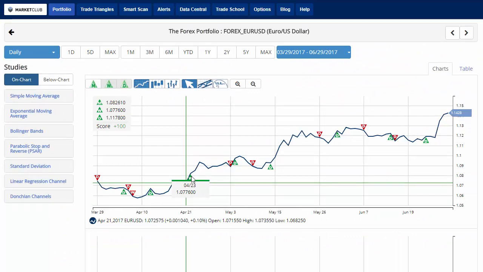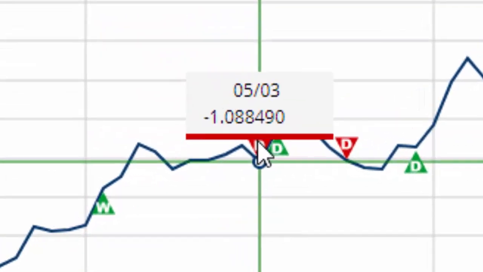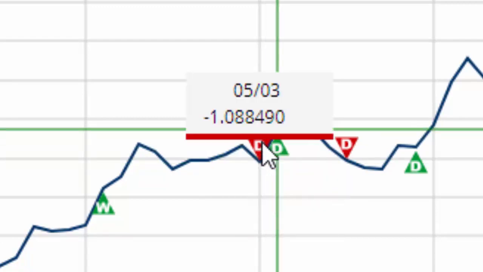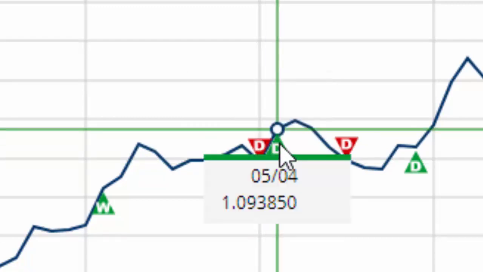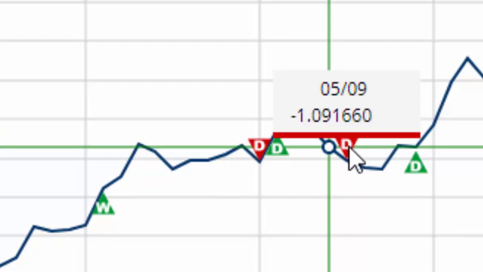Now, that was our entry point. So now that we're in, we're looking for our exit, which came here on a daily on 5/3 at 1.088. And then the next day, we had a re-entry. And as you can see, Forex can produce some wild whipsaws back and forth, so make sure you have money management in place. We had a re-entry at 1.0938. Now you can use this to get back in the market because our weekly trade triangle is still green. So we'll enter back in the market, follow along. We exited on 5/9 at 1.091.